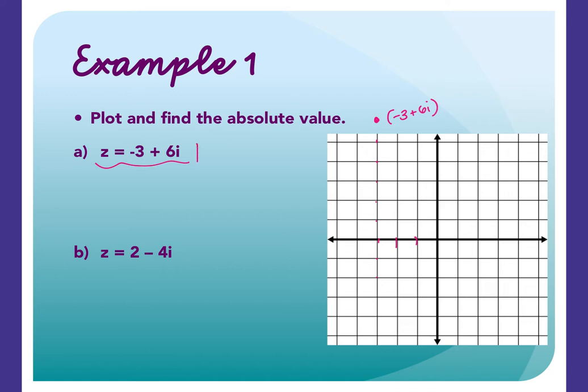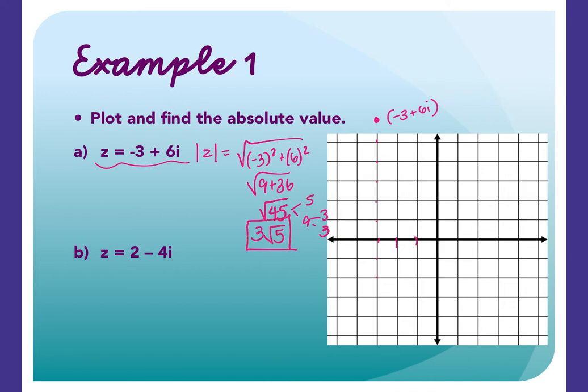And then the absolute value of z is the same as the magnitude of z. So it's the square root of negative 3 squared plus 6 squared, square root of 9 plus 36, which is the square root of 45. I've got to see if that breaks down. This would be 5 and 9. Then that does have a 3 that would come out. So that would be 3 square root 5.